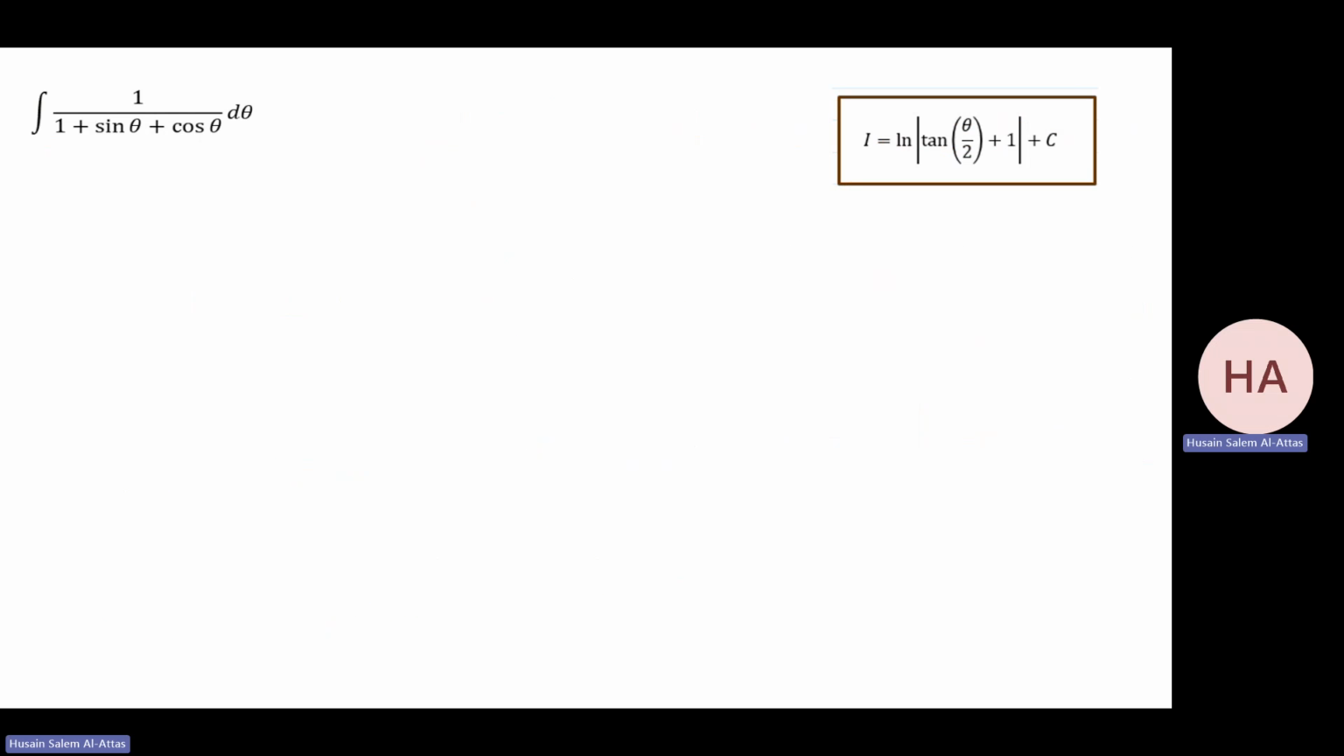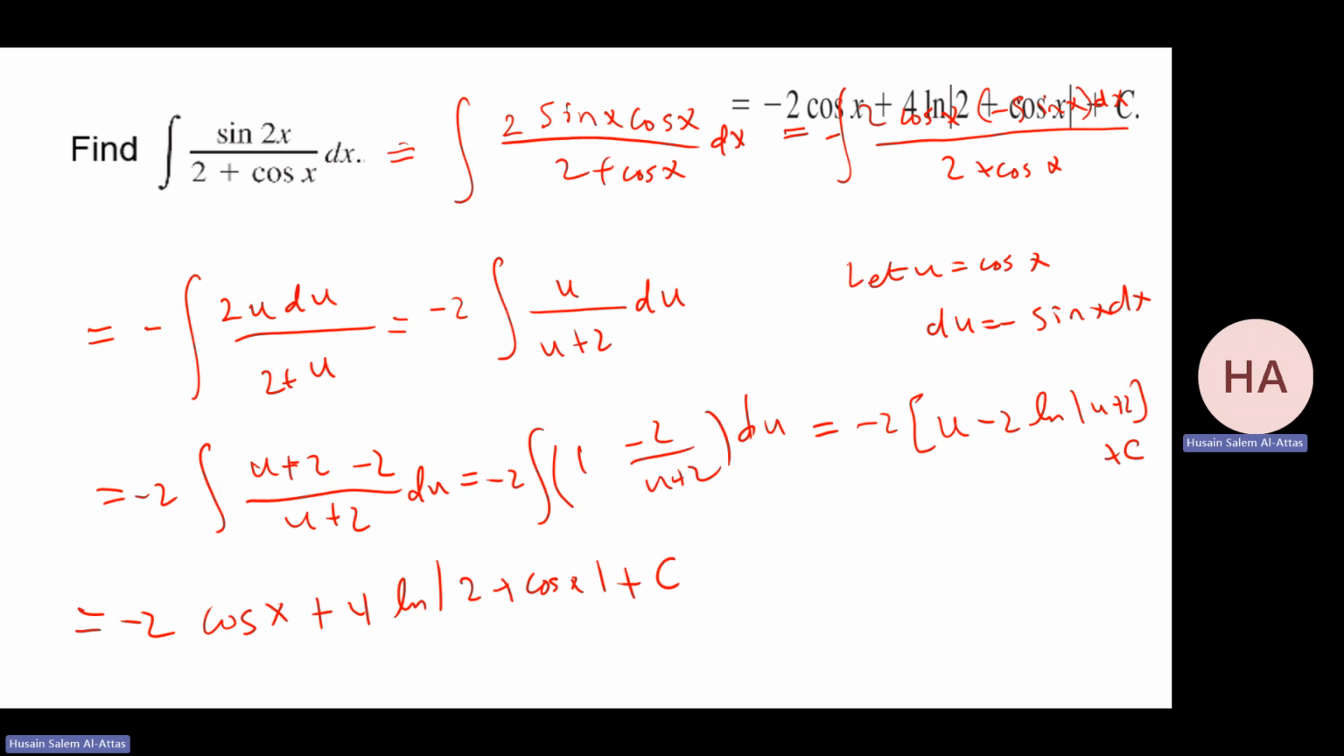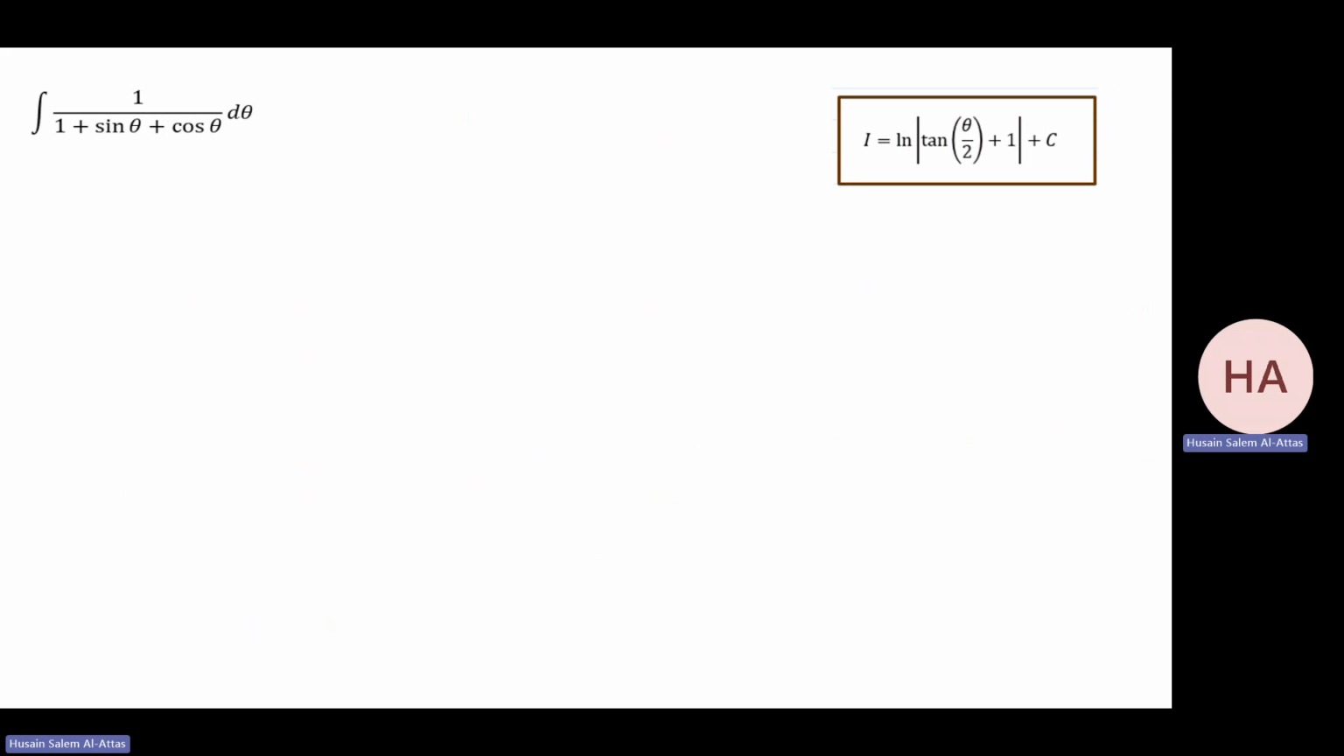Okay, now let me do this: 1 over 1 plus sine plus cosine. Now it will be very difficult to deal with. By the way, I have this minus 2 cosine x plus 4 ln of 2 plus cosine x plus c, which is correct. So for this one, I'll do the substitution u equals tan x over 2.